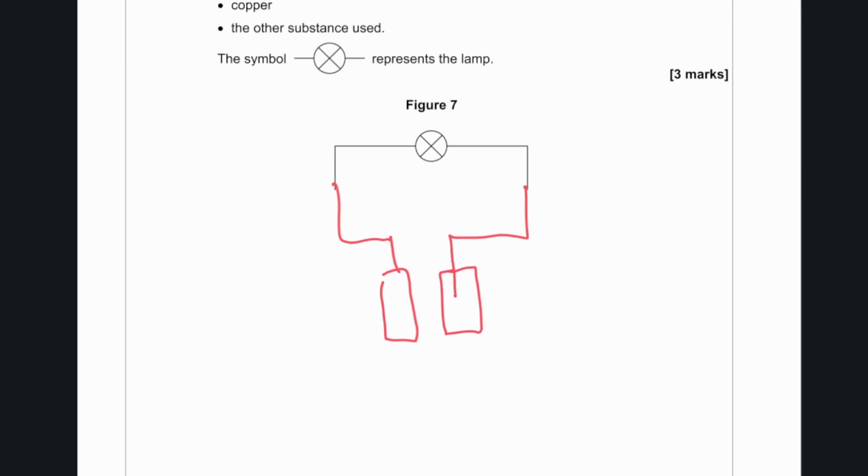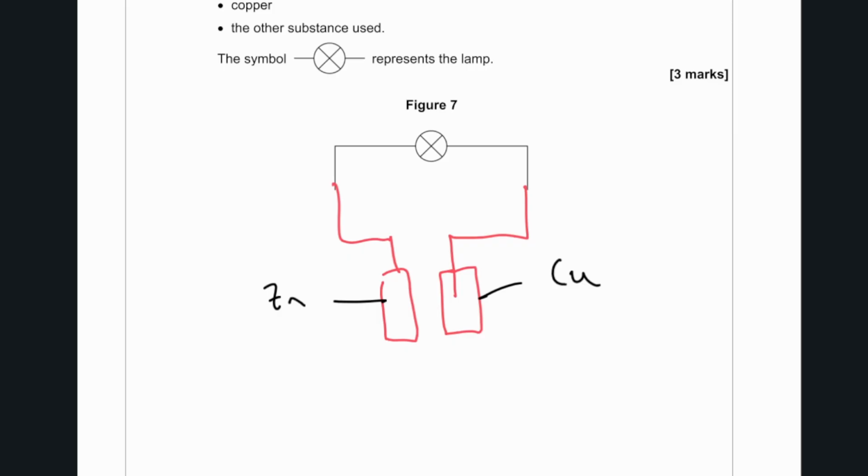And the idea is right now this is an incomplete circuit. There's nothing connecting these 2 electrodes. So one of these will be a cathode, one of these will be an anode. It doesn't really matter. You don't need to know which one's which. So we're just going to label this as zinc, this one as copper because it told us to label it. And the thing that's missing is what's going to connect these 2 together.